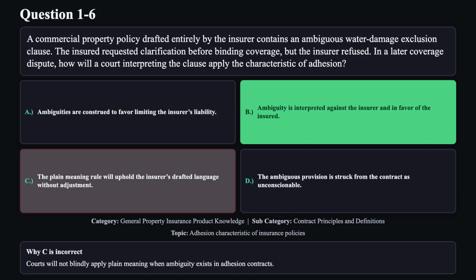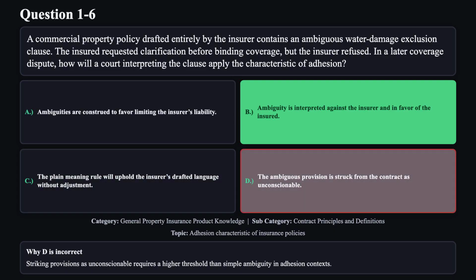Reason C is not correct. Courts will not blindly apply plain meaning when ambiguity exists in adhesion contracts. Reason D is not correct. Striking provisions as unconscionable requires a higher threshold than simple ambiguity in adhesion contexts.